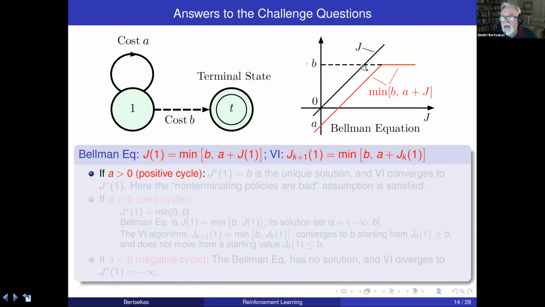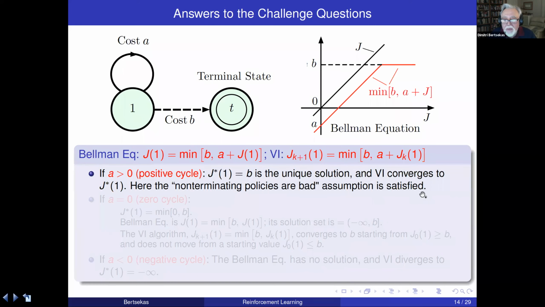And is there any other solution? Are there any other points of intersection? No. There are none, so this has a unique solution. And how can we explain this with theory? Well, it is part of the second theorem, right? Bellman's equation has a unique solution under the assumption that non-terminating policies are bad, okay?